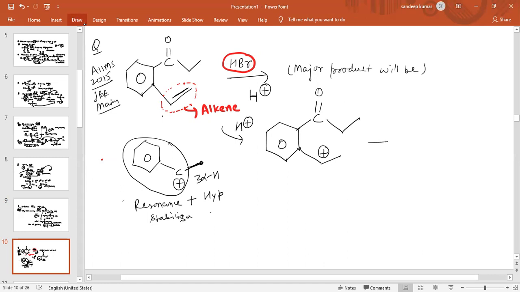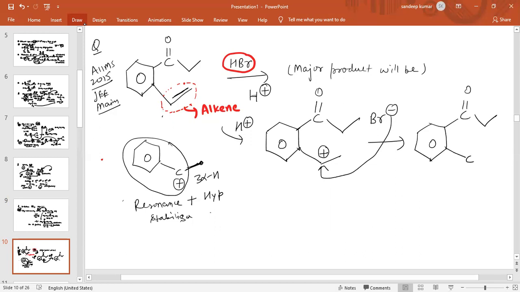Now, in the next step, what will happen? The attack of the nucleophile. The nucleophile will attack this carbon atom, and the product obtained will be like this: C, Br, and CH3. There is also hydrogen. So this is the major product, and this option is correct out of all the given options.